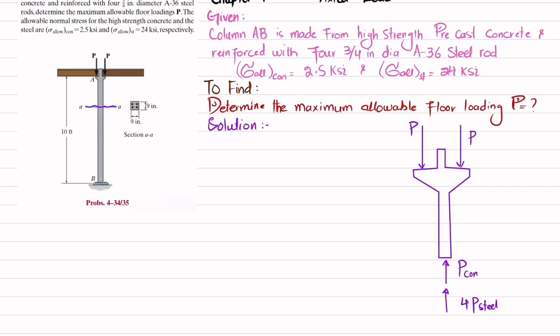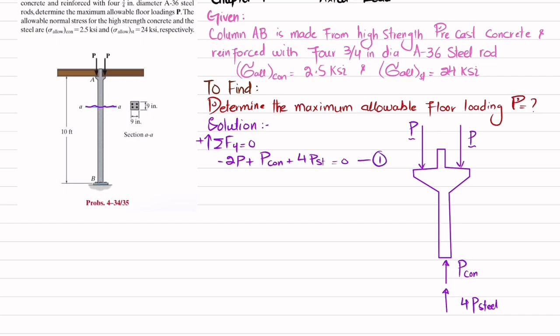We'll find this using the equation of equilibrium, that the sum of all forces along the y direction must be equal to 0, with upward force taken as positive. You can see these two P's are downward, so minus 2P plus P concrete, which is upward, plus 4 times P steel, equals 0. This is equation number 1.